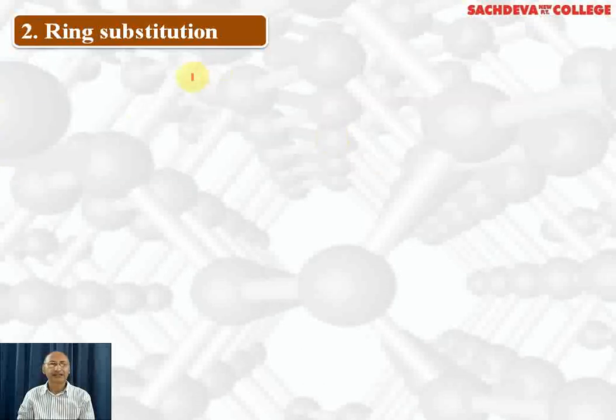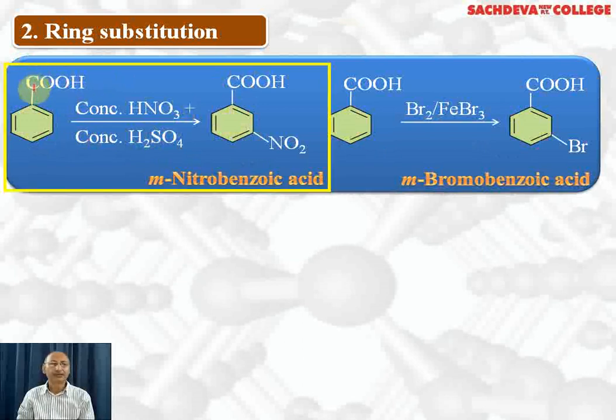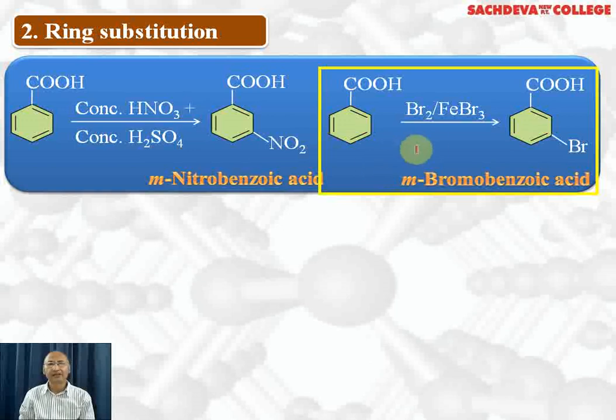Next, we are taking ring substitution. We call it electrophilic substitution reaction. Carboxylic acid is electron withdrawing. Therefore, there is a positive charge at ortho and para position, but electron density is more at meta position. Therefore, electrophile will attack at meta position. So, benzoic acid on nitration with concentrated nitric acid and concentrated sulfuric acid will give meta-nitrobenzoic acid. Similarly, benzoic acid when undergoing bromination, in the presence of bromine and FeBr3, we get meta-bromobenzoic acid.